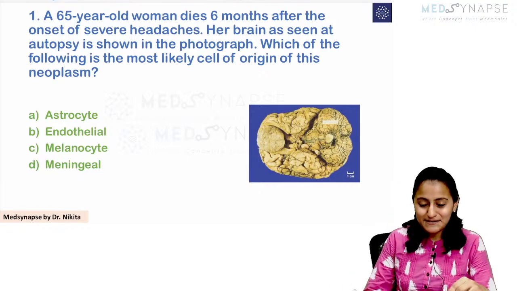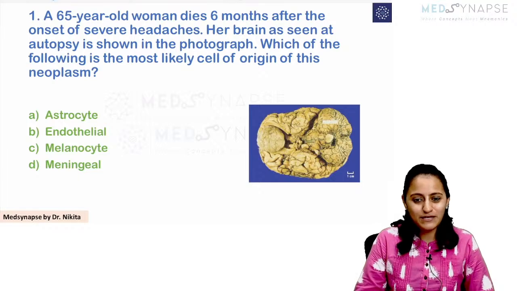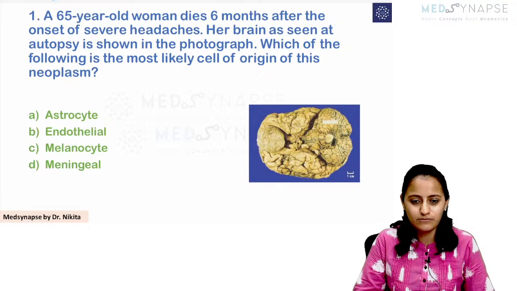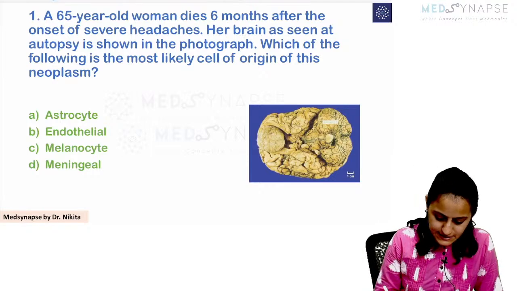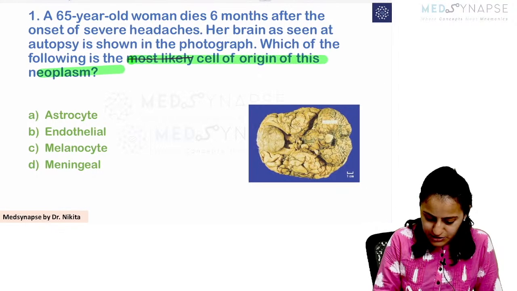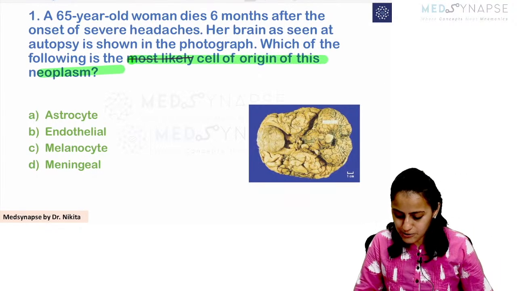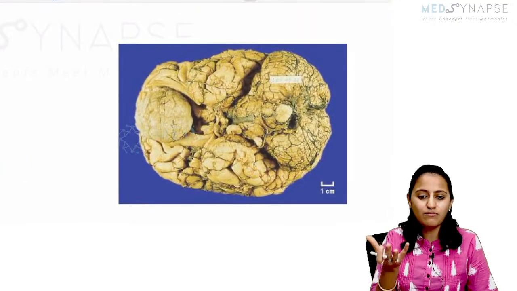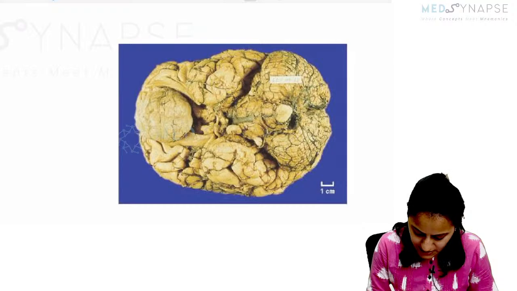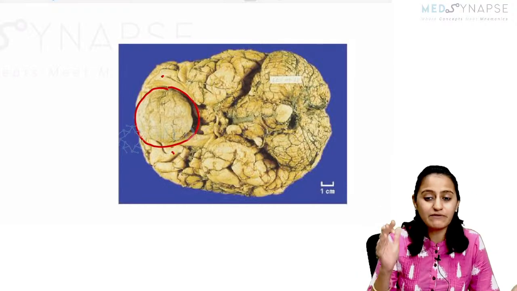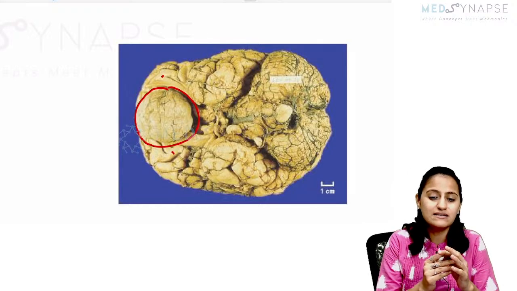Let's start. So we have a 65-year-old woman here who dies 6 months after onset of severe headaches. A brain autopsy is shown. Reading the last line here, what is the most likely cell of origin of this neoplasm? What do you think is this neoplasm shown here, and where is it? This is the brain shown from the undersurface, and this is where you are seeing a tumor, in the interhemispheric fissure, between the frontal lobes.